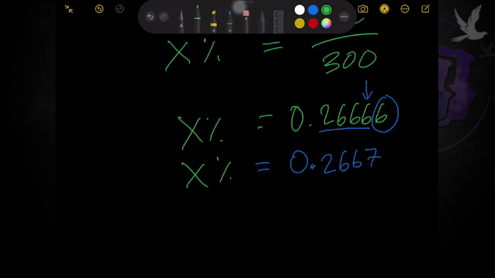Then again, you have to express this as a percent, because what we're solving for has a percent sign. So x percent is actually equivalent to, by simply moving 2 decimal places to the right, 1, 2, so that's 26.67%.